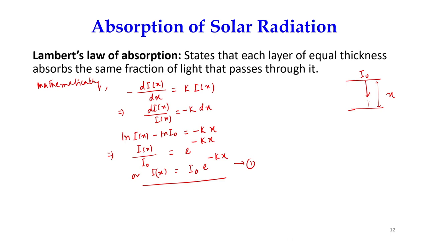So here this I naught and I_x are the intensities of radiation at the surface, x is equal to 0, and at a depth x from the surface. Okay. Here k is the extinction coefficient. And also sometimes we call it the absorption coefficient.